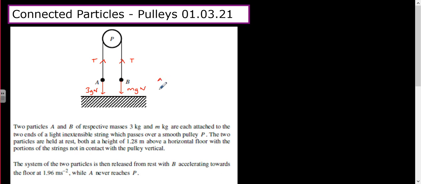We have the fact that both particles are at a height of 1.28 meters above the ground. We have the fact that on the right-hand side of the pulley here, B is accelerating towards the ground at 1.96 meters per second squared. That means that A is also accelerating, but A is accelerating upwards at 1.96 meters per second squared. Those two accelerations are the same. Is there anything else that we can add into this? Doesn't look like it.